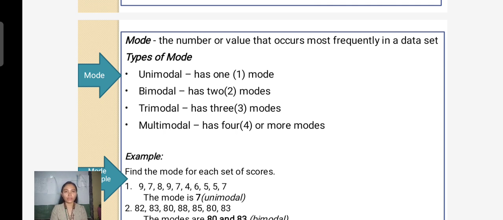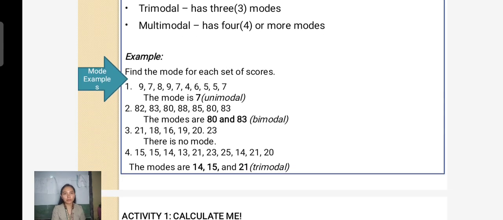So, there are four types of mode. We have unimodal, it has one mode. Bimodal has two modes. Trimodal, it has three modes. Multimodal, it has four or more modes. Example. So, example number 1. Find the mode for each set of scores. For number 1, the mode is, okay, there you go, 7.